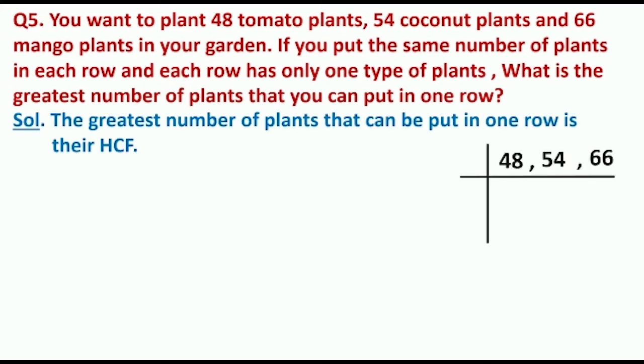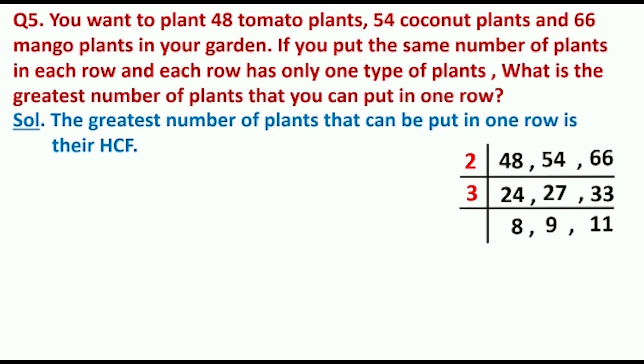Here I am using the prime factorization method. We have to find the common factor of 48, 54 and 66. The common factor is 2. When you divide by 2, you will get 24, 27 and 33. Now again we have to find the common factor. The common factor is 3. So divided by 3, you will get 8, 9 and 11.